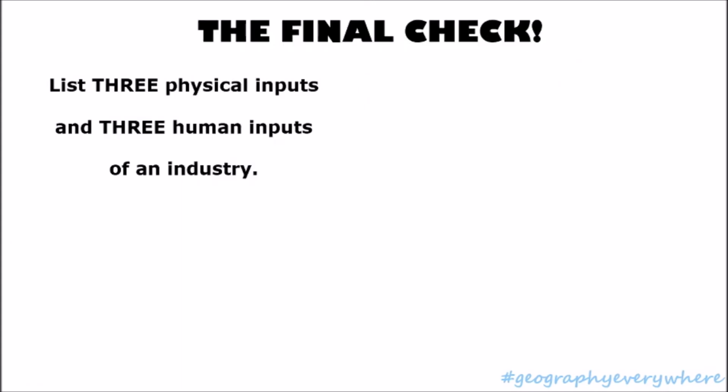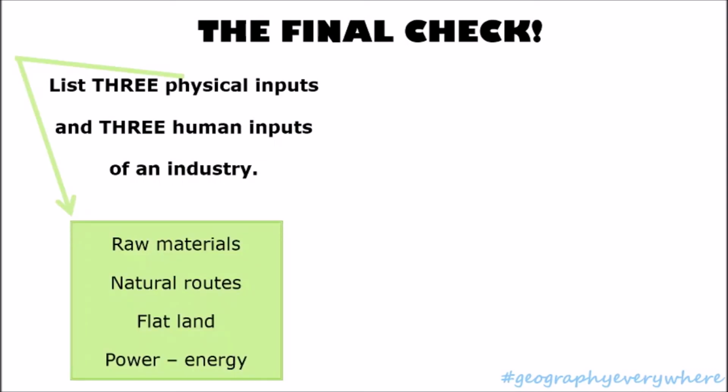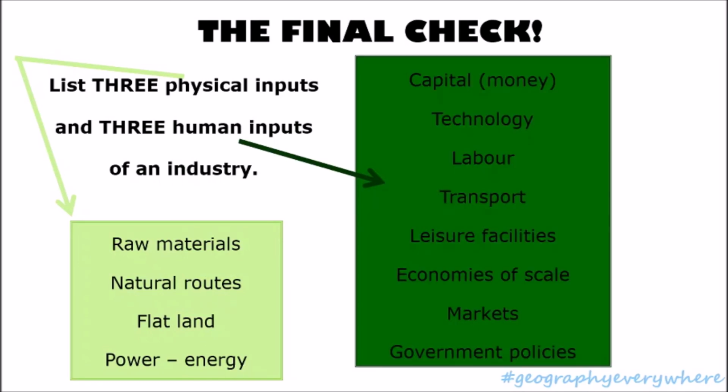Final check: name 3 physical inputs and 3 human inputs of an industry. Pause the video and I'll give you a few minutes to think about it. Okay, so you could have chosen any of those physical inputs: raw materials, natural routes, flat land, and power, and any of these human inputs: capital, technology, labor, transport, leisure facilities, economies of scale, markets, and government policies.